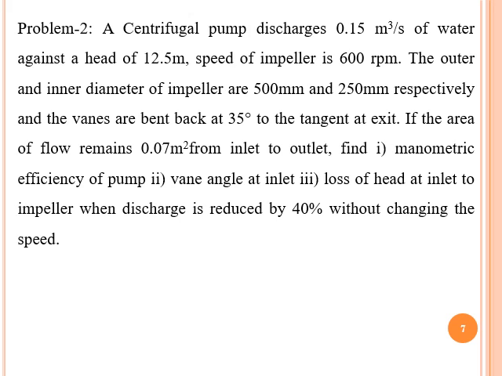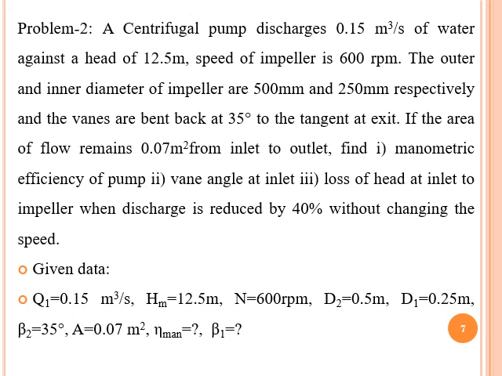So for this reduction in discharge, what is the loss of head at inlet? Now, given data here: for the first condition, initially the discharge Q1 is 0.15 meter cube per second, manometric head is 12.5 meter, the speed N is 600 rpm, the outer diameter D2 is 0.5 meter, D1 is 0.25 meter, blade angle at outlet beta 2 is 35 degree, the area of the flow A is 0.07 meter square.